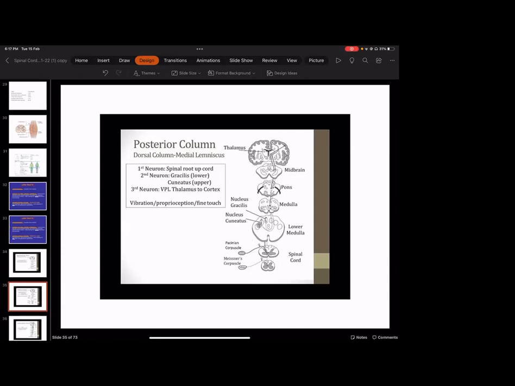It's very easy to remember. A quick method of remembering is that gracilis, because it has an L, is for the lower body. Cuneatus, because it has a U, is for the upper body. Cuneatus takes information from the upper body, and gracilis takes information from the lower body. I hope that makes sense.